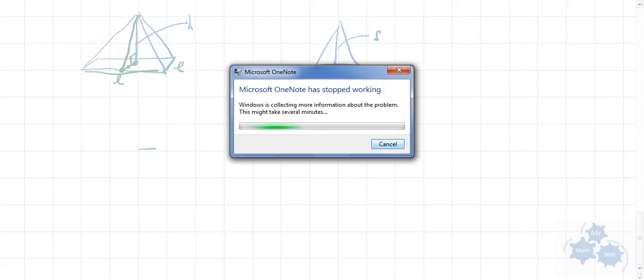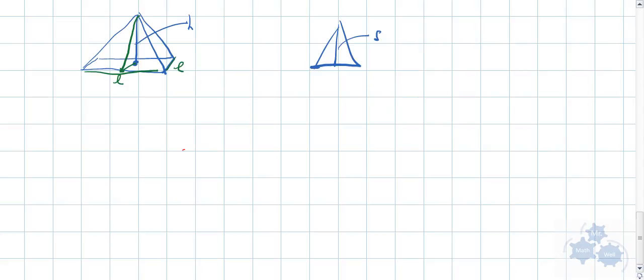That's nice. We now have a right triangle.